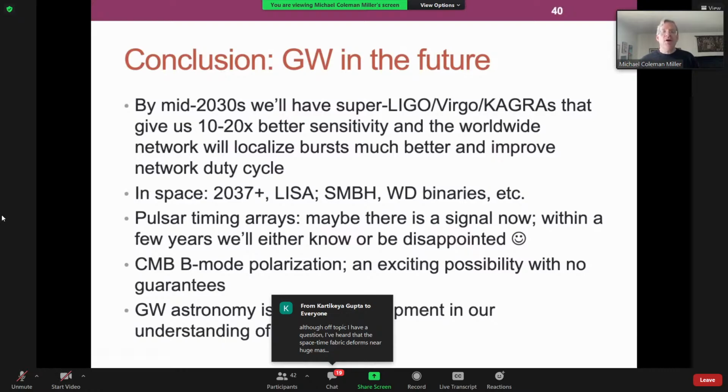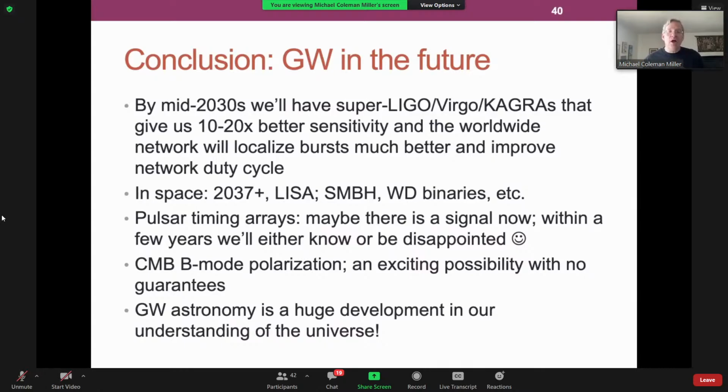We have another thing here. Although off topic, I have a question. I've heard that the space-time fabric deforms near huge masses. Hypothetically speaking, if we have a mass large enough to almost make the space-time fabric touch the other end, will it be possible to have a wormhole there? Wormholes are a fun subject. So for wormholes, if you think about the deformation of the rubber sheet that I mentioned, where you suppose that the rubber sheet is deformed so strongly that it basically goes to a point, that would be like a black hole. If instead it reaches a minimum throat width and then comes back out, that would be a wormhole connecting different parts.